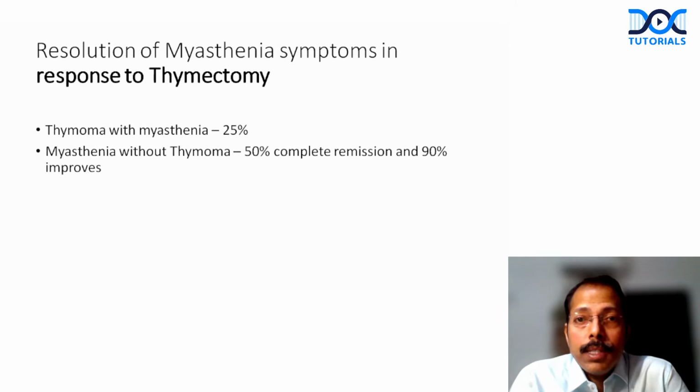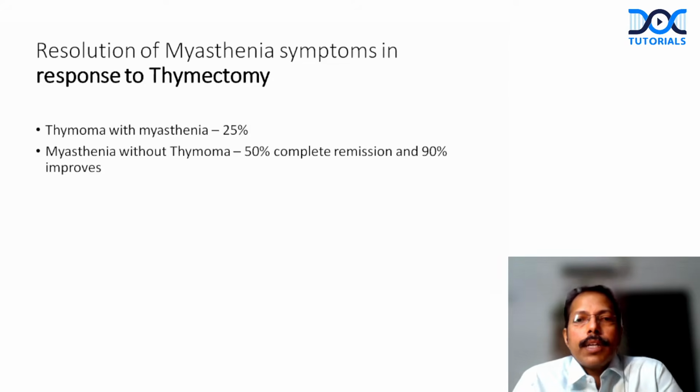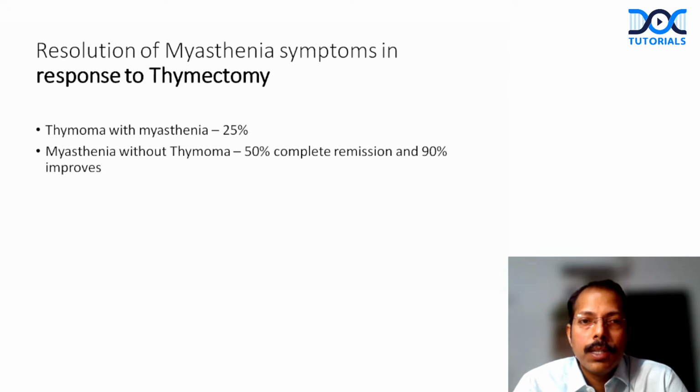And resolution of myasthenia symptoms in response to thymectomy. If you see thymoma with myasthenia, we can expect about 25% resolution of symptoms. But myasthenia without thymoma, if you do a thymectomy, there will be a 50% complete remission and 90% improve. So in a patient with myasthenia gravis, if you do a thymectomy, even though the patient does not have a thymoma, the symptoms will regress. But once the patient has thymoma along with myasthenia, the improvement or complete remission of symptoms won't be there. It may be around 25% only.